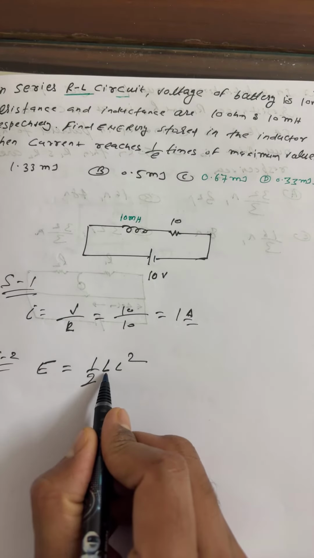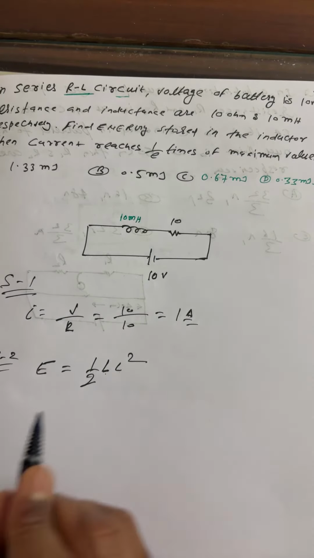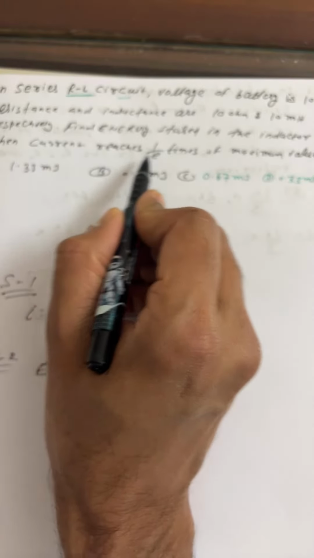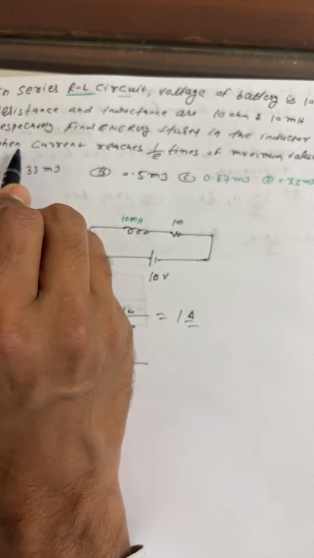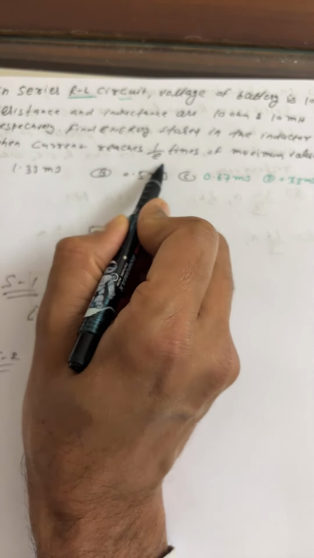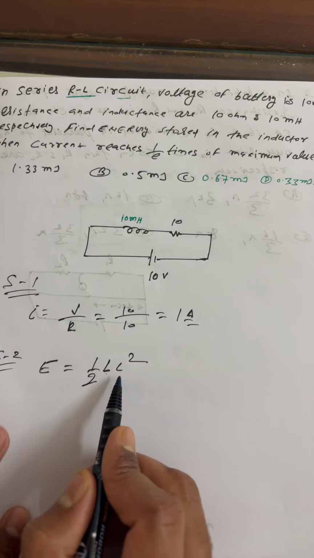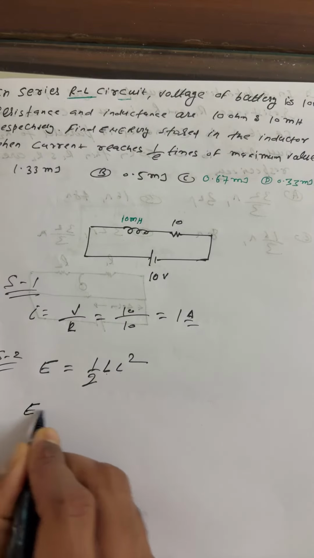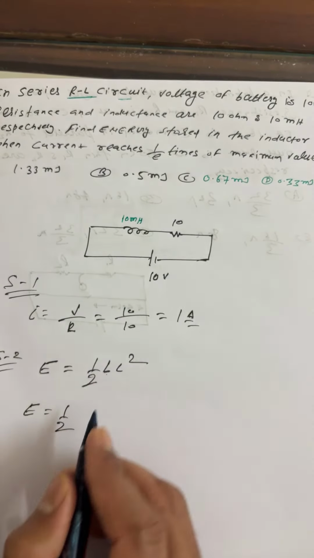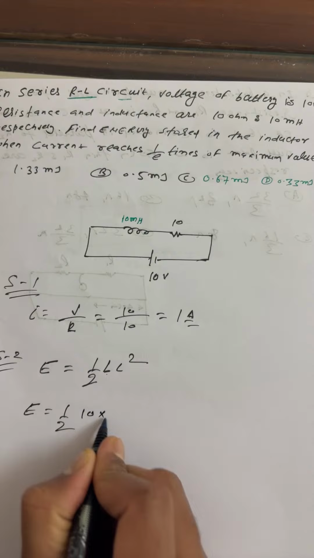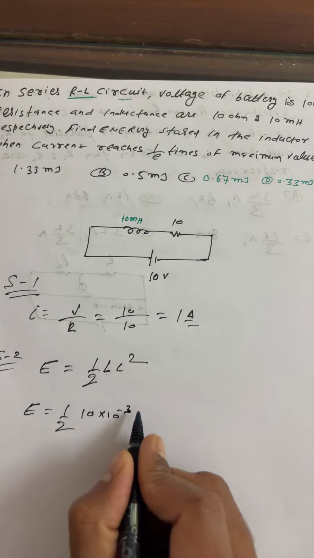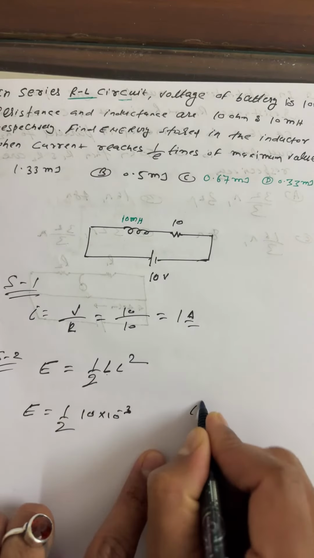So, beta, for this one, L is mentioned, I is also mentioned. But what's the question? Energy in the inductor when current reaches 1 upon e times, the current was 1 upon e times, beta. So simply you can write this condition. So energy is 1 by 2 L, where L is 10 millihenry, 10 into 10 to the power minus 3. What is the current, beta? The current is already mentioned, beta ji.